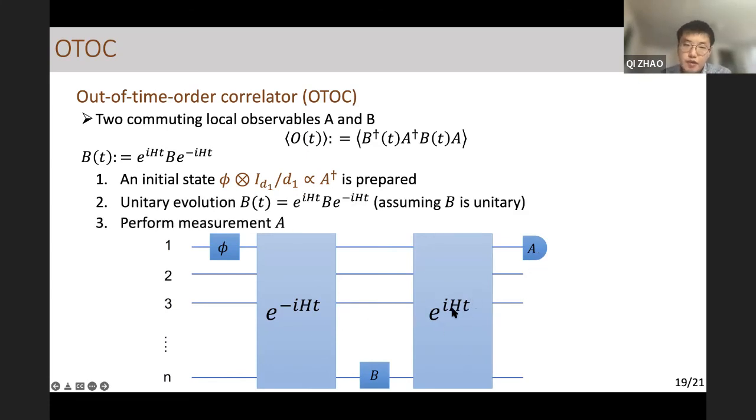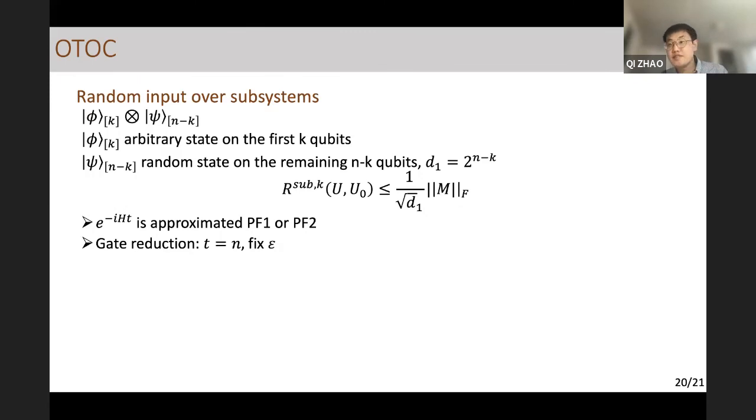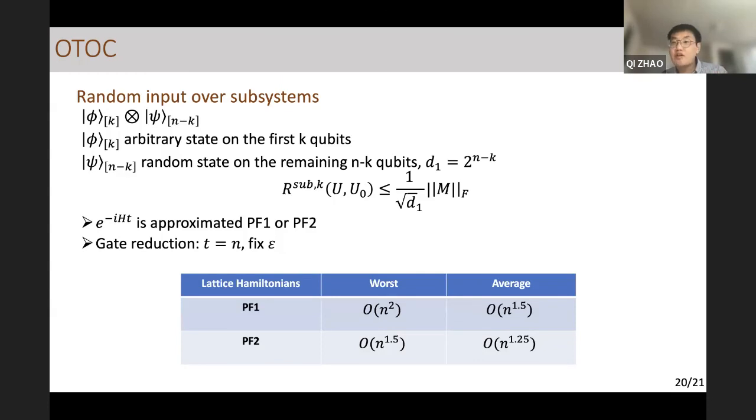Here for this evolution, maybe we have to use some algorithm like the product formula method or the Taylor method. And then here we will have some algorithm error. In this case, the input state is phi tensor identity. You can understand it as you fix the first qubit, then randomly choose the other n minus one qubits. Then its mixture is phi tensor product identity. So we can use our result in the random input over subsystem case. And using our analysis, we can have a different degree of gate reduction in different product formula methods.